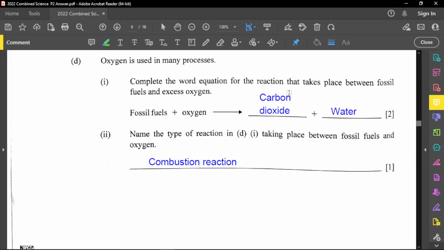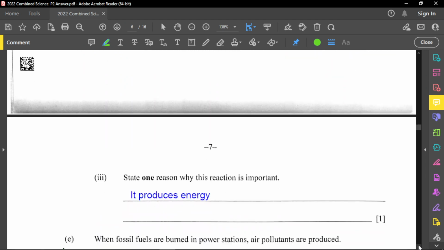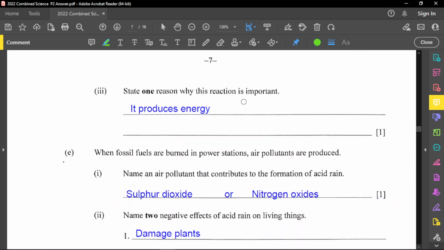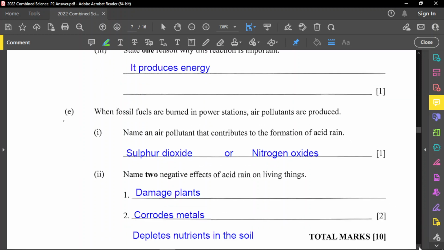Part D: oxygen is used in many processes. Complete the word equation for the reaction that takes place between fossil fuels and excess oxygen. Fossil fuels plus oxygen will give you carbon dioxide and water. Name the type of reaction in D1 taking place between fossil fuels and oxygen, and that is called combustion, the same thing as burning. You cannot have combustion without oxygen. Part 3 is to state one reason why this reaction is important, and the purpose is really to produce energy. So besides getting carbon dioxide and water, you get energy.